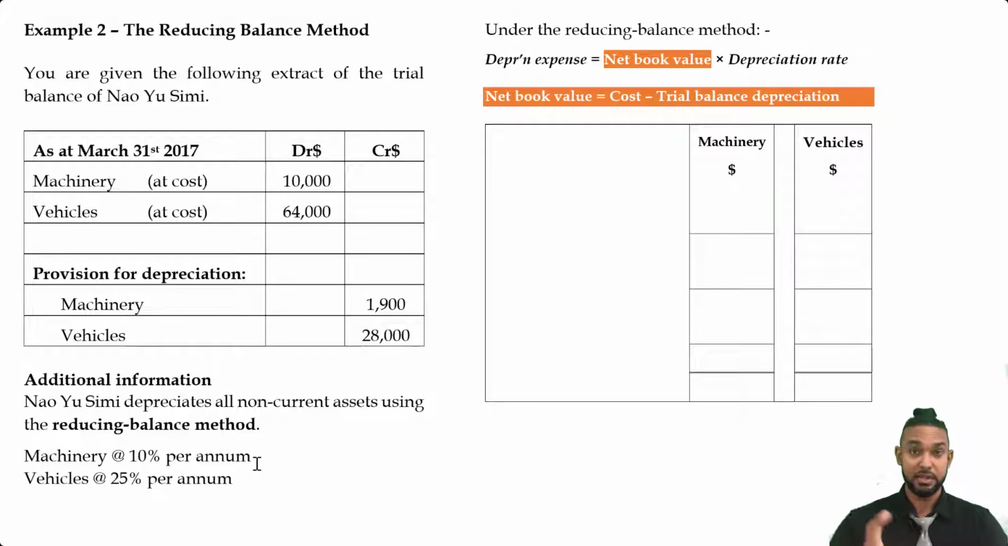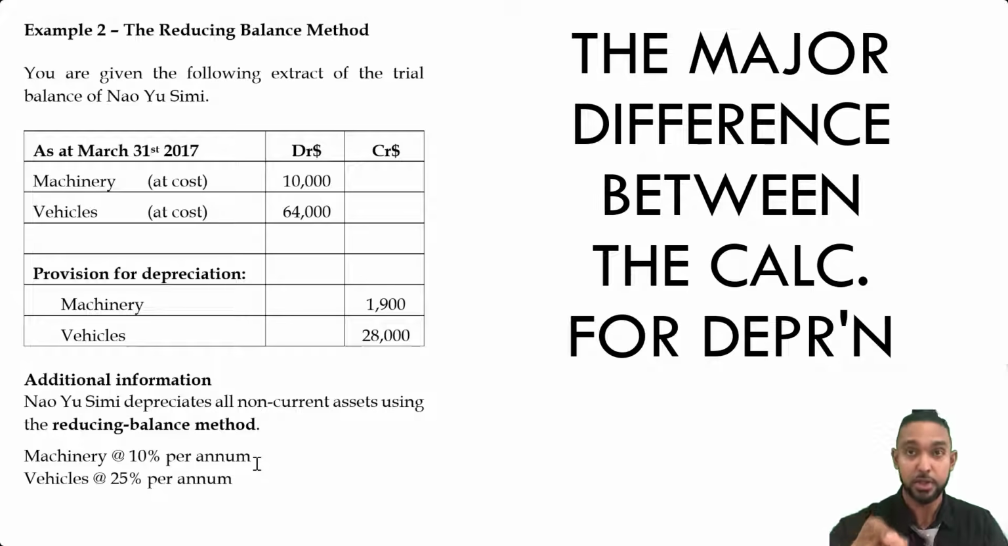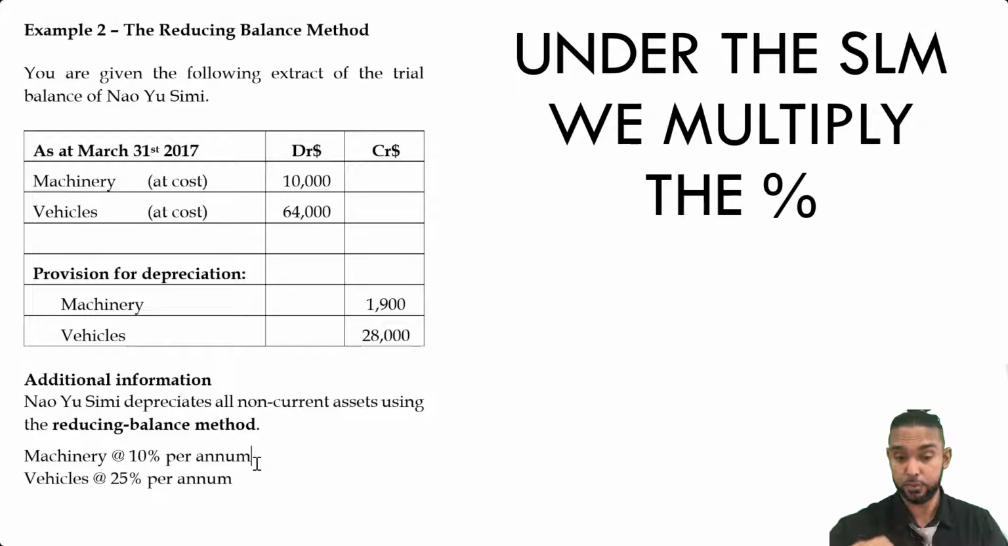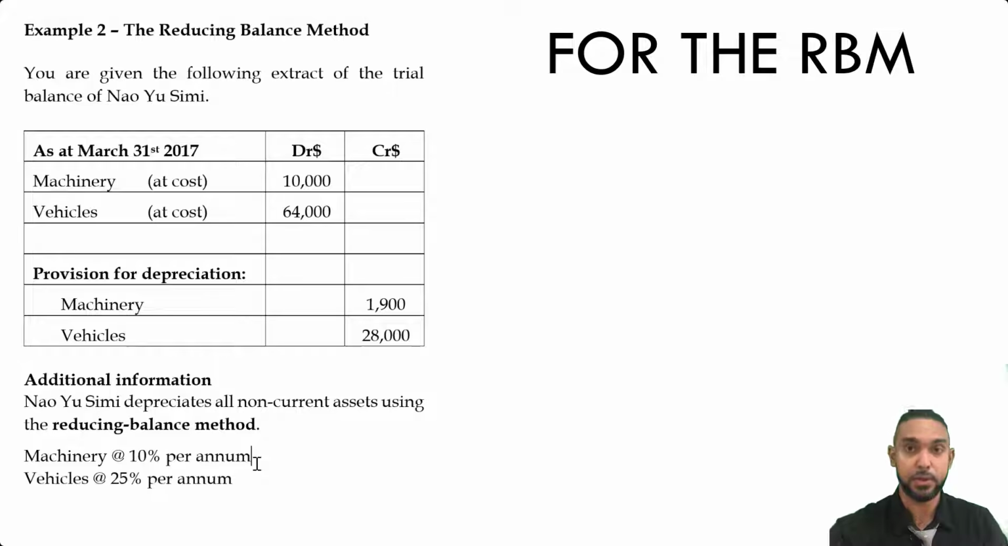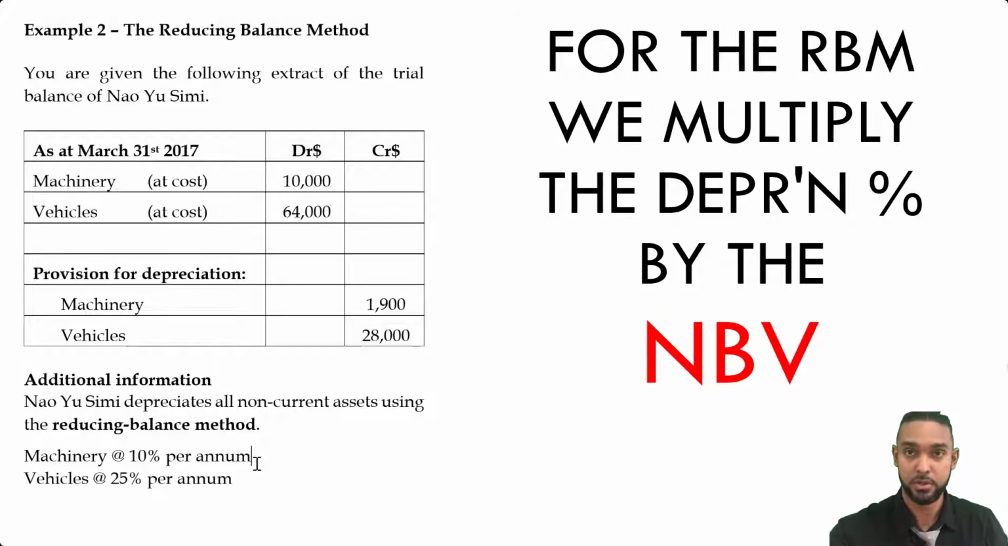Now, the major, and listen to this carefully, please, the major difference between the calculation for depreciation under the reducing balance method relative to the straight line method is, under the straight line method, we multiply the percentage for depreciation by the cost. For the reducing balance method, we multiply the depreciation percentage by the net book value of the asset. I'll repeat that because I know some of you all blanked out, right? For the reducing balance method, to calculate the depreciation expense, we multiply the depreciation rate, the percentage, by the net book value of the asset.